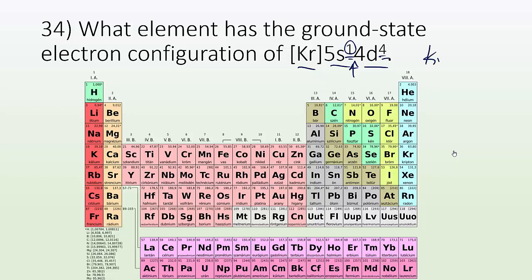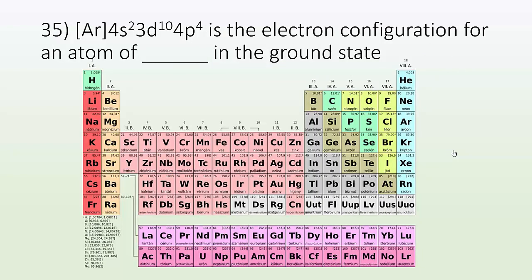So it's going to be Kr plus 5 more electrons, which means it has 5 more protons. So I'm going to find Kr right here. You go, all right, well, let me count 5 more. 1, 2, 3, 4, 5. It's going to be Nb, right? That's it. That's how you do that.